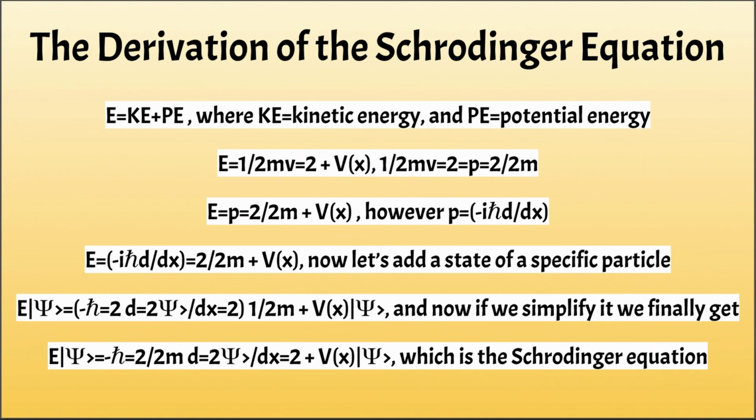P, which is the momentum, is equal to negative h bar d dx, all squared over 2m, plus V of x. Now we add a state psi, simplify, and we get our Schrödinger equation.